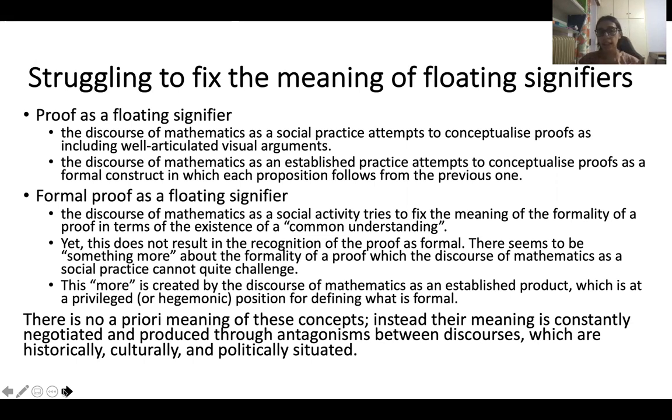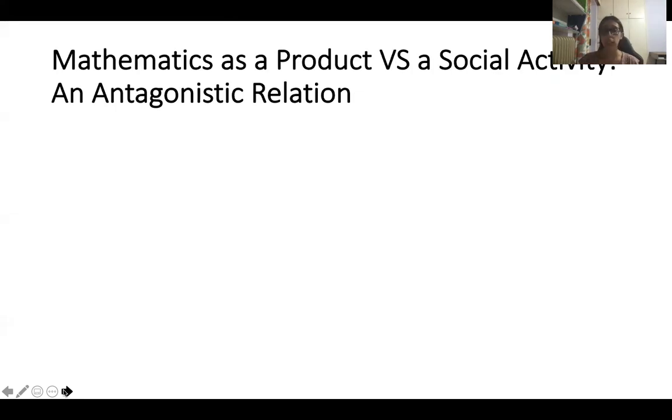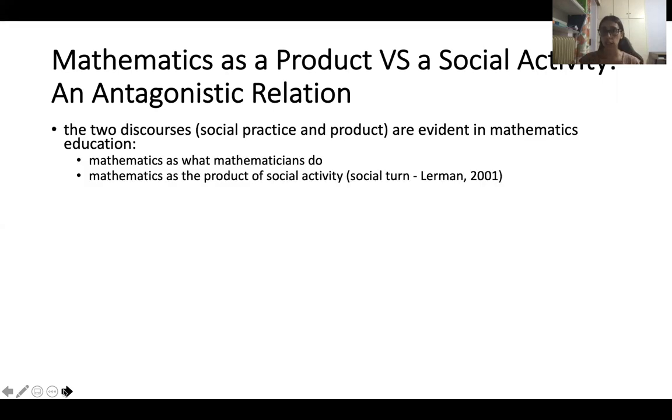So the whole idea here is that there is no a priori meaning of these concepts. Instead, their meaning is constantly negotiated and produced through antagonisms between discourses, which are historically, culturally, and politically situated. So we saw how the two discourses, mathematics as a product and as a social activity, are evident in the interaction. What I'm suggesting is that they are also evident in mathematics education more generally.